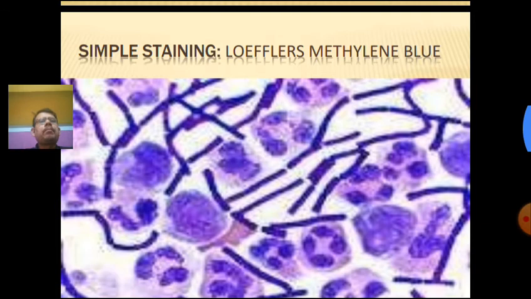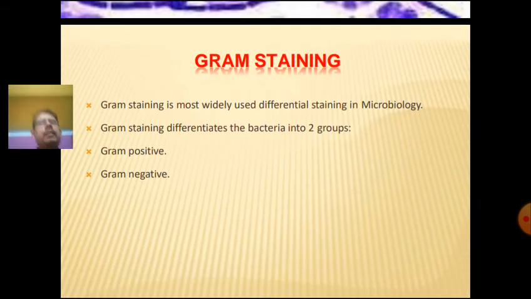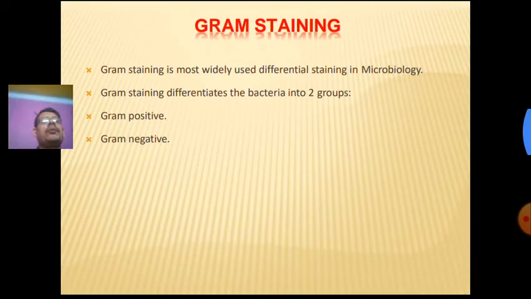In simple staining with Loeffler's methylene blue, a violet color will be produced. You can see it under the microscope. Another is the gram staining. This is the most important for your syllabus: the gram staining, gram positive and gram negative. Gram staining is most widely used for differential staining in microbiology.